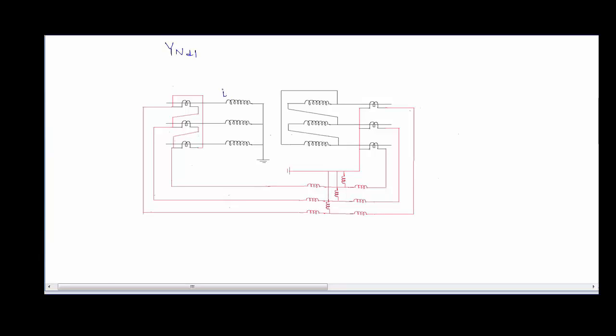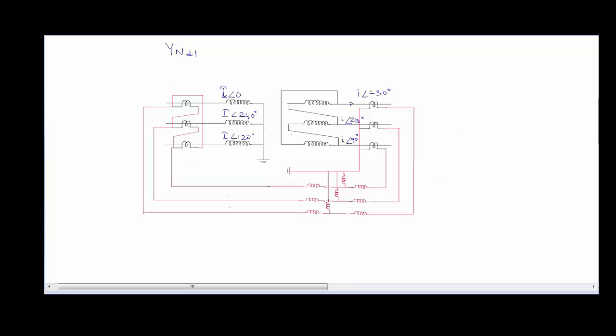So if the current is here, let's say capital I at an angle of 0 degrees, here it is capital I at an angle of 240 degrees, and here it is capital I at an angle of 120 degrees. So in this line, the current will be small i at an angle of minus 30 degrees. Here the current will be small i at an angle of 240 minus 30, which is 210 degrees. And here the current will be small i at an angle of 120 minus 30, which is 90 degrees. So these are the phases that the currents will have during normal loaded conditions.